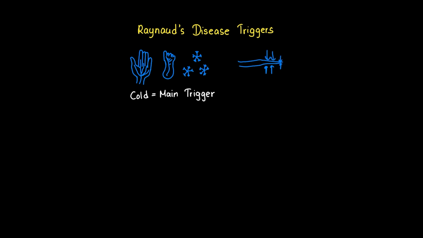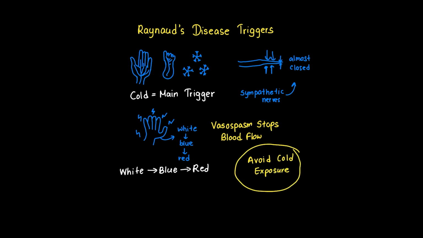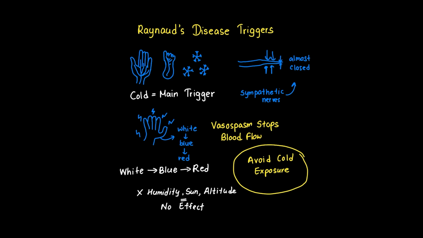Cold exposure triggers excessive sympathetic nervous system activation, causing severe vasoconstriction. The vessels spasm so tightly that blood flow stops completely. This creates the classic colour changes: white from no blood flow, blue from deoxygenation, then red from reactive hyperemia when vessels finally relax. The attacks cause numbness, tingling, and severe pain. Cold is the primary environmental trigger.